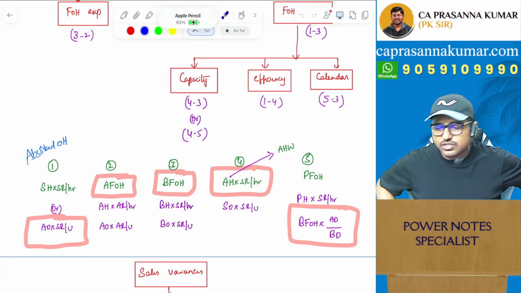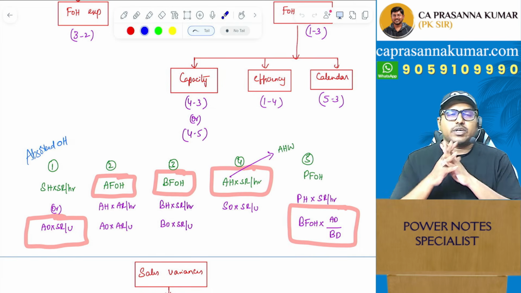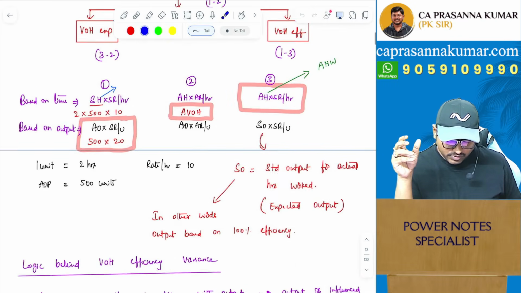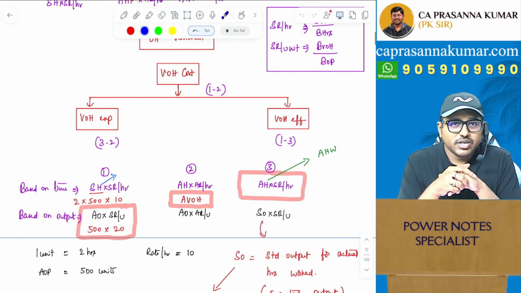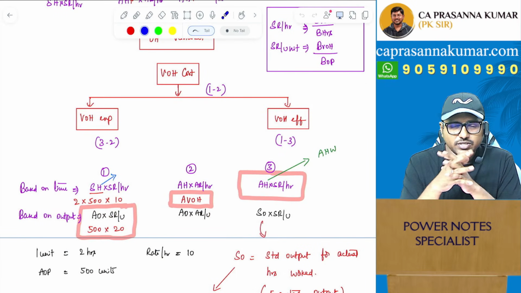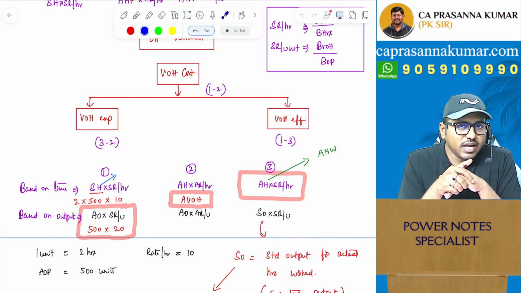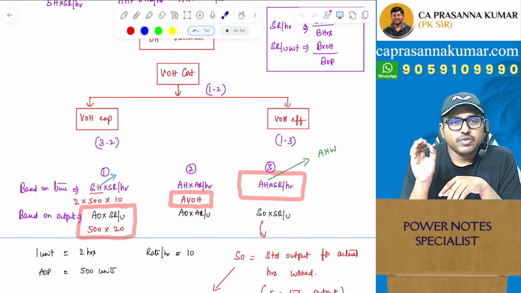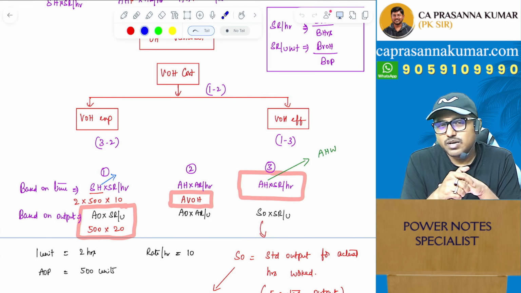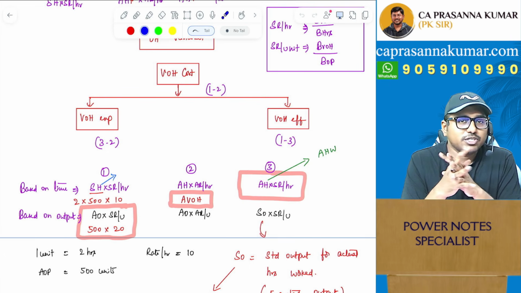Okay, let's revise this one more time. Variable overheads formula. Variable overhead cost variance will be divided into what? Expenditure and efficiency. 1 minus 2, 3 minus 2, 1 minus 3. First step for any overhead variance: SR per hour, SR per unit calculation. What is SR per hour? Budgeted variable overheads divided by budgeted hours. What is SR per unit? Budgeted variable overheads divided by budgeted output.